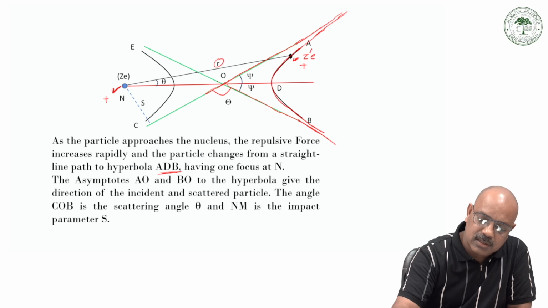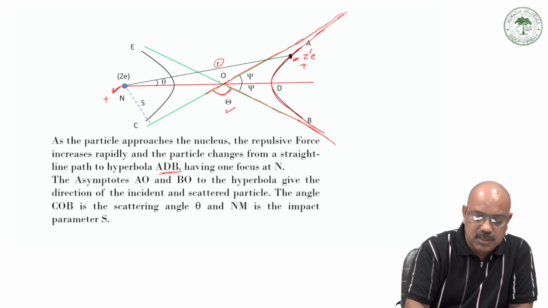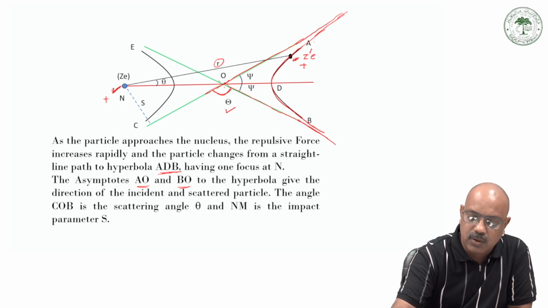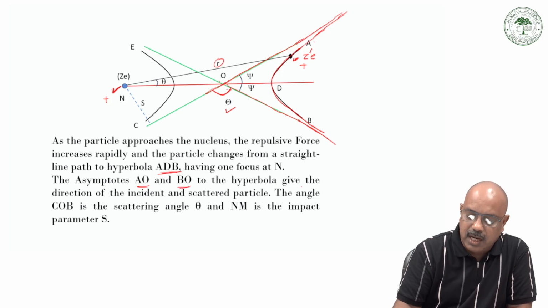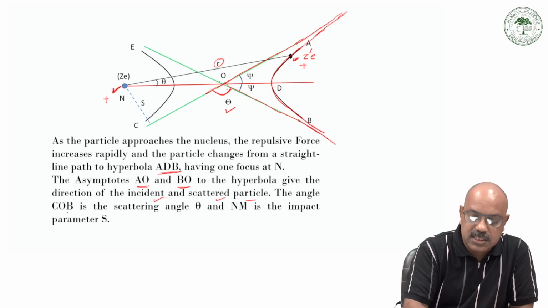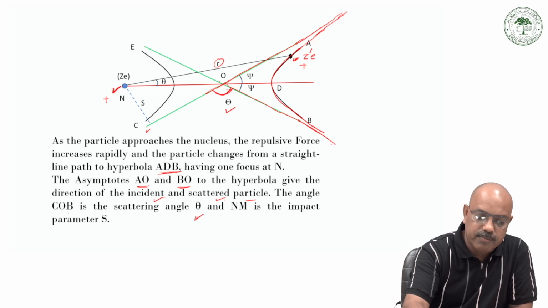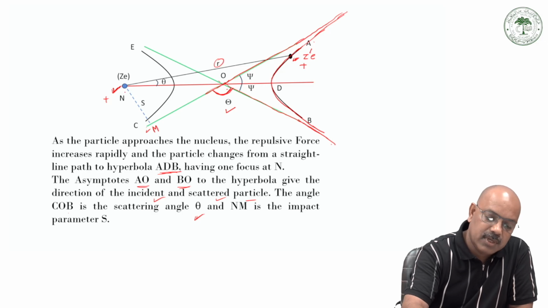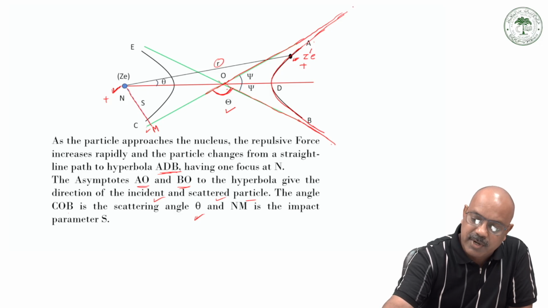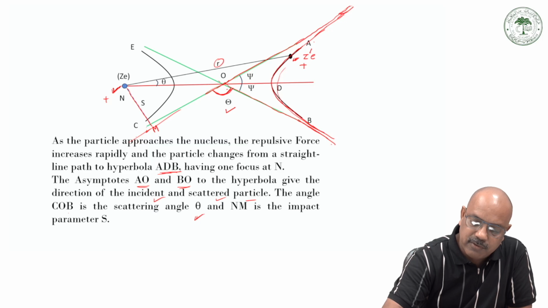They meet each other. Okay, so then you have this scattering angle theta. This is AO and this is BO, the asymptotes of the hyperbola, which give the direction of the incident and the scattered particle. So the angle COB is going to be the scattering angle, and NM is going to be my impact parameter s, because this is the particle coming. If it is not deflected, it is going to follow this straight line.